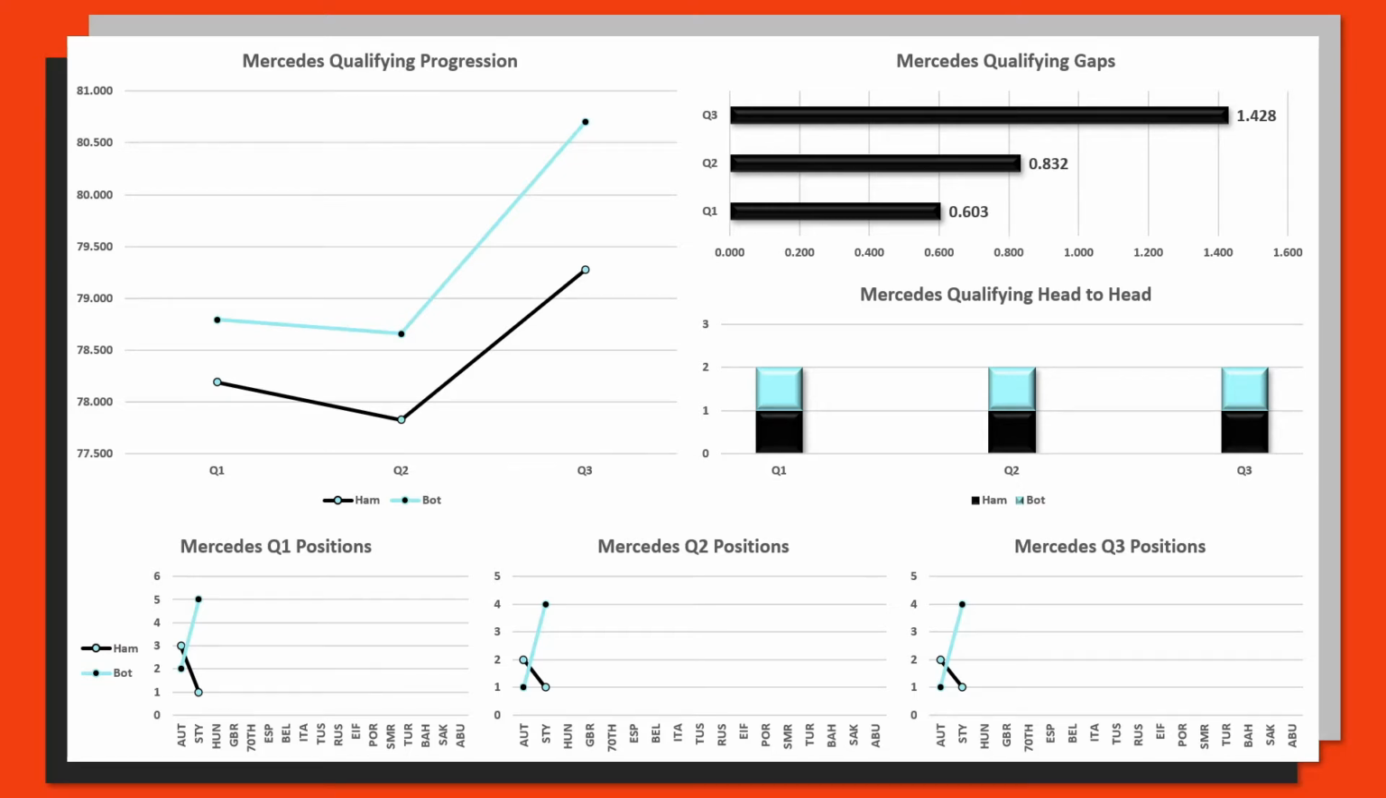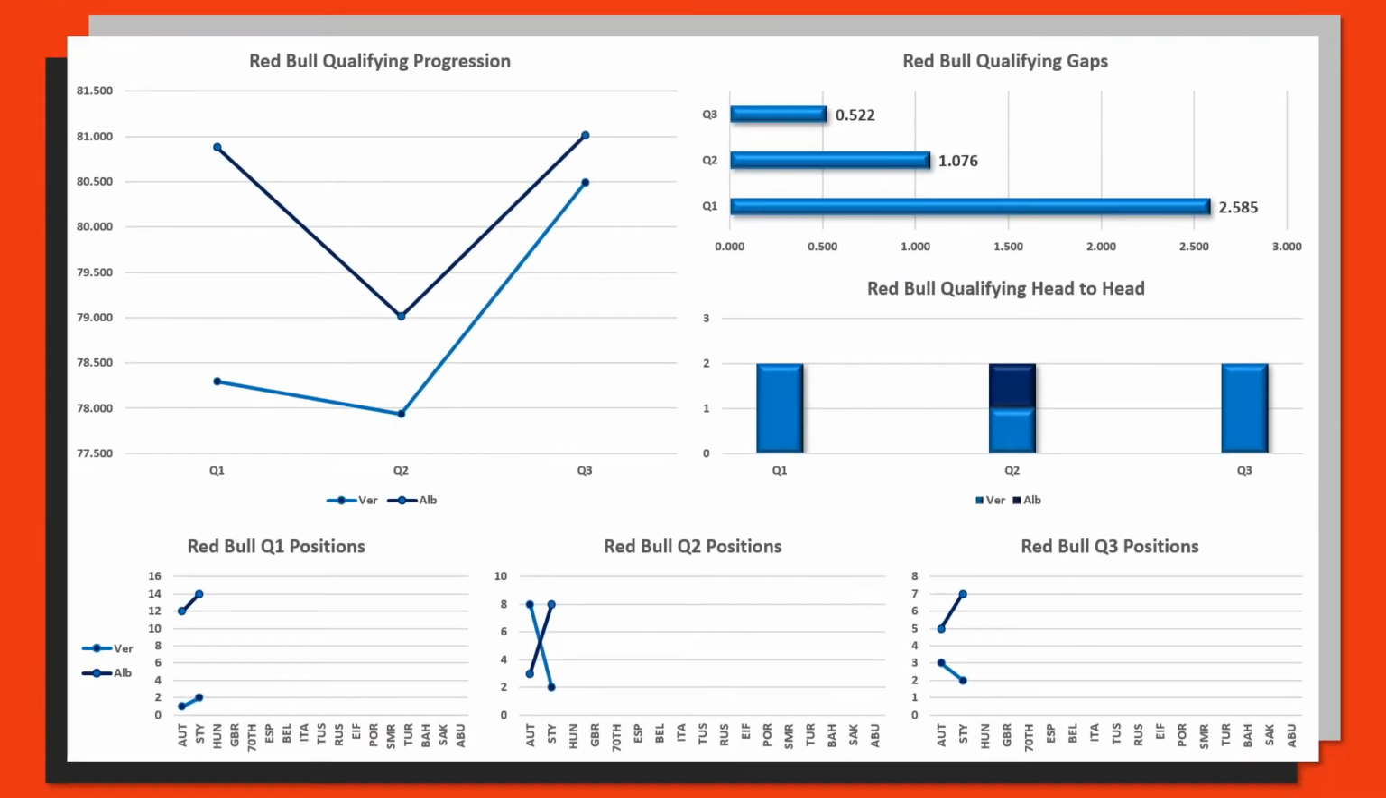But once again, throwing this back into Red Bull and applying the same logic, we can see that there was an enormous gap between Albon and Max in Q1, 2.5 seconds. However, that gap did shrink. Unlike Mercedes, it increased as the sessions went on. Red Bull's has decreased to half a second.